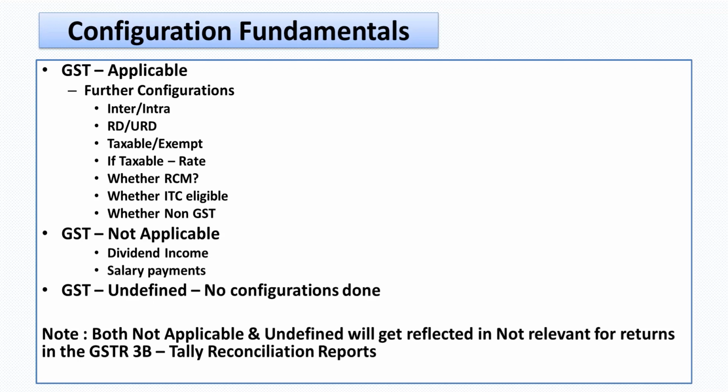Then comes taxable versus exempt. If I'm using a specific ledger called sales taxable, and further I want to do it at 18% separately, that is also possible. For sales exempt, where there is no GST rate because it is an exempted good or service, even that is allowed. Once I choose taxable, it will further ask me the rate, and whether it is under RCM.